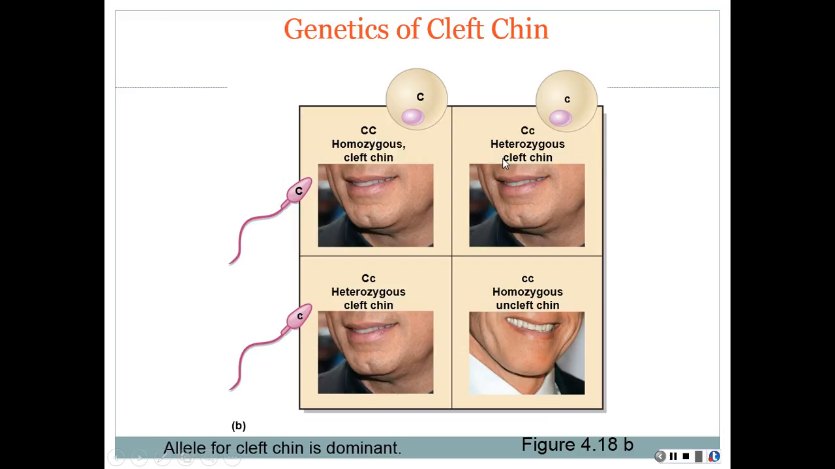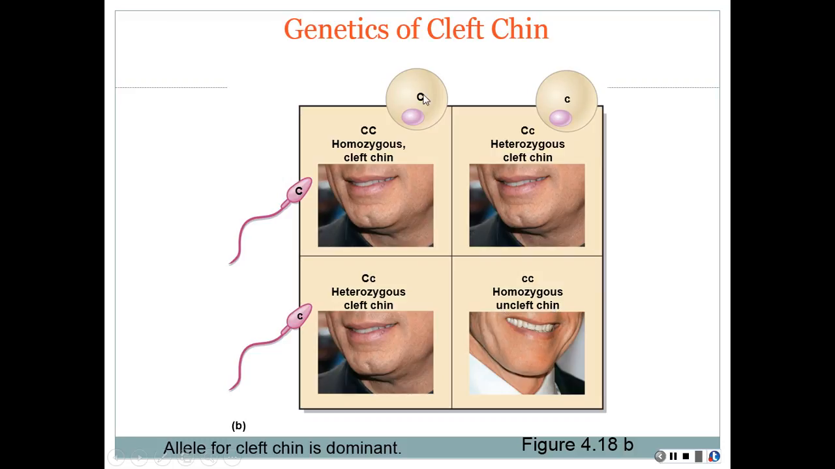Here we have the same individual, but this individual may be heterozygous. They have the dominant trait, so yes, they will have the cleft chin, but they also carry a recessive trait. Here it's the same thing. And here this person does not have a cleft chin because they're homozygous for an uncleft chin.